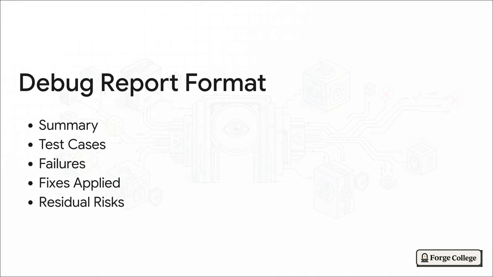This document is absolutely vital. It holds the summary of the session, the test cases we ran, the exact failures we hit, the minimal fixes applied, and, crucially, any residual risks left over. This isn't just some boring to-do list, okay? It is the formal record tying our test failures directly to our architecture fixes. It proves our blueprint is actually evolving intelligently.